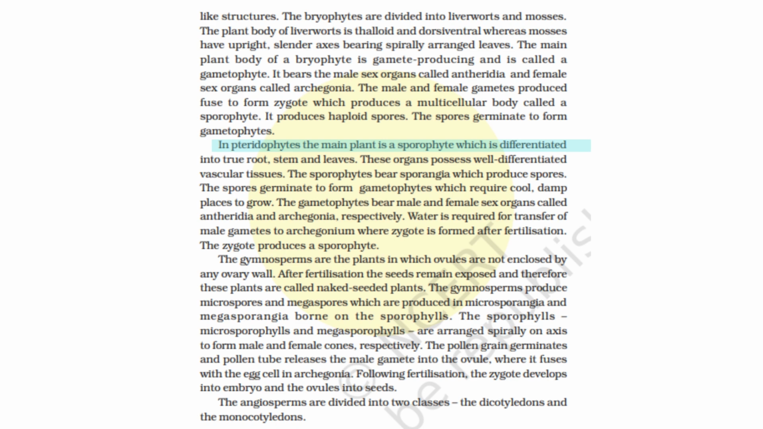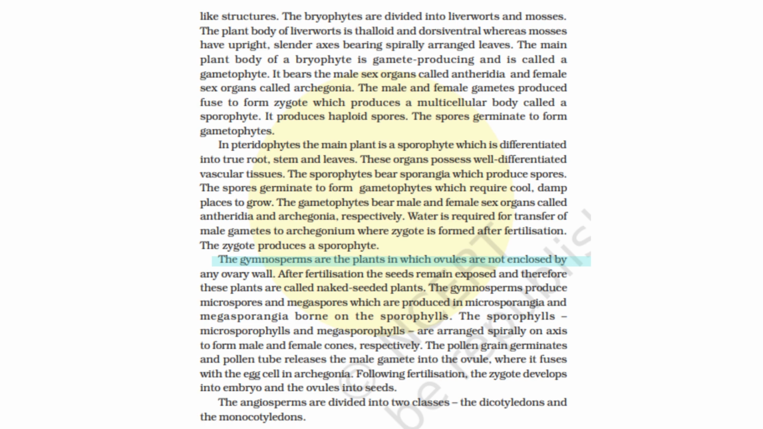In pteridophytes, the main plant body is a sporophyte, which is differentiated into true root, stem, and leaves. These organs possess well-differentiated vascular tissues. These sporophytes bear sporangia, which produce spores. The spores germinate to form gametophytes, which require cool, damp places to grow. The gametophytes bear male and female sex organs called antheridia and archegonia, respectively. Water is required for transfer of male gametes to archegonium, where zygote is formed after fertilization. The zygote produces a sporophyte.